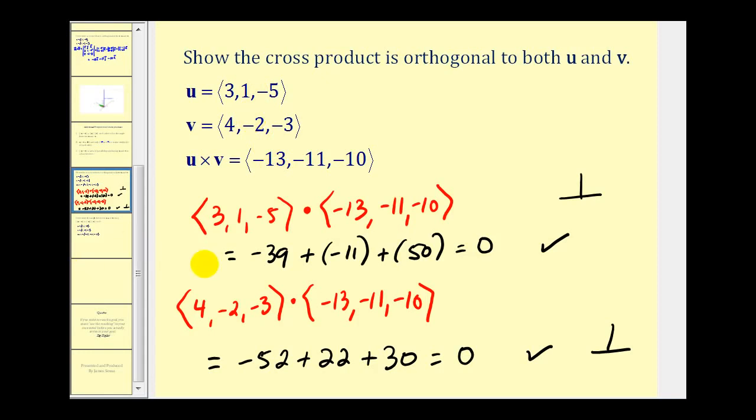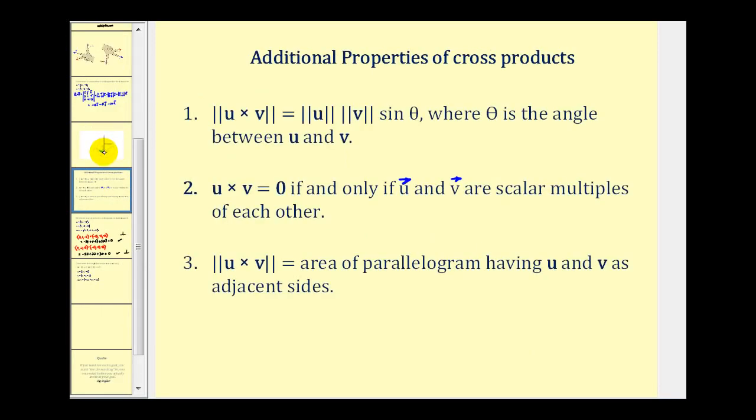And before we move on, let's go ahead and talk about some additional properties of cross products. Number 1, the magnitude of u crossed with v is equal to the magnitude of u times the magnitude of v times sine theta, where theta is the angle between the two vectors. Number 2, u crossed with v equals 0 if and only if the two vectors are scalar multiples of each other. And then lastly, the magnitude of the cross product equals the area of the parallelogram having u and v as adjacent sides. Now we'll talk more about these in future videos, but let's go ahead and take a look at one example of this first property.